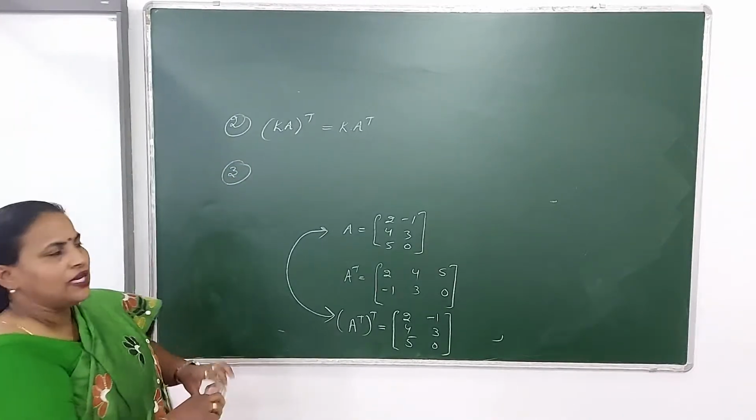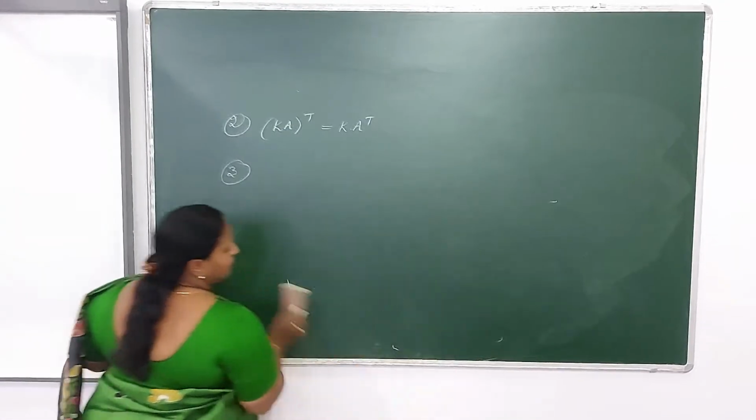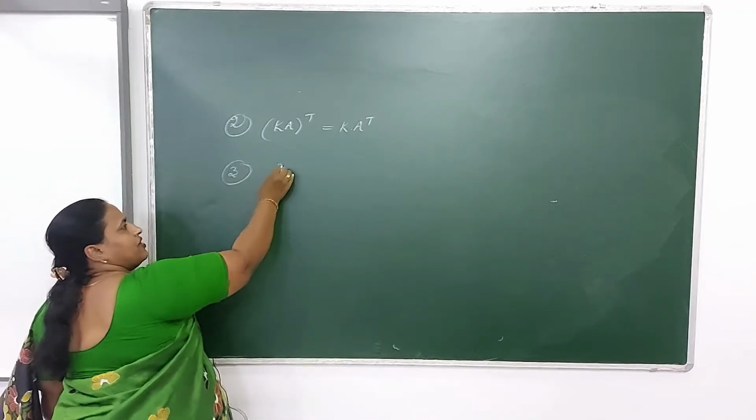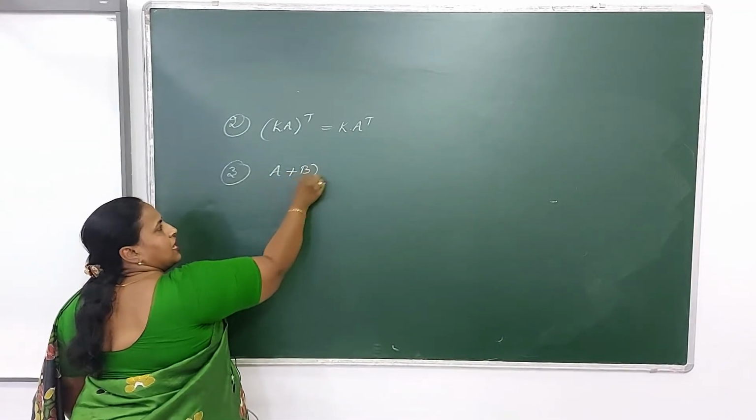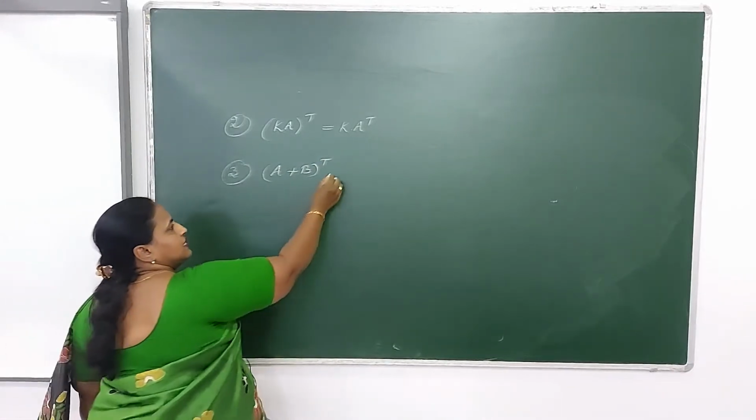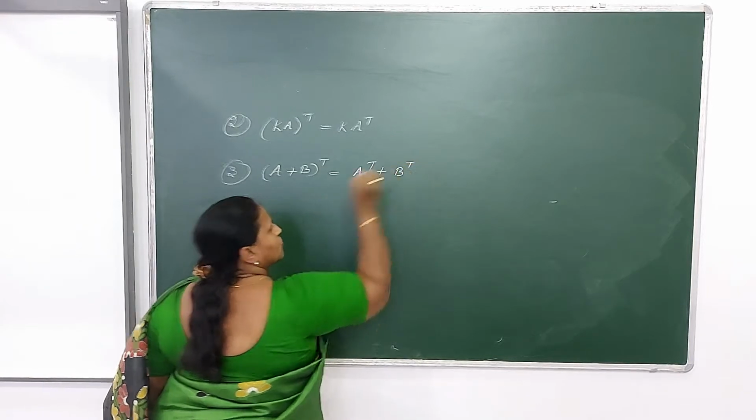So let us see the third one. Let A and B be comparable matrices of any order. Comparable matrices means the orders are same. Then we have the property: A plus B whole transpose is equal to A transpose plus B transpose.